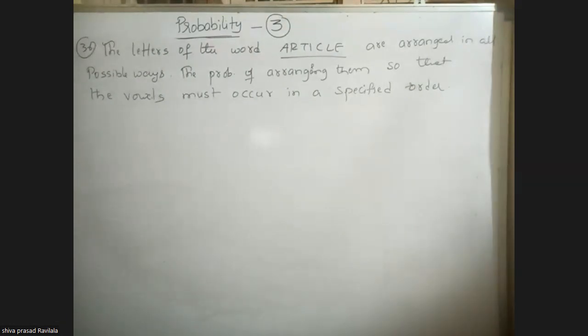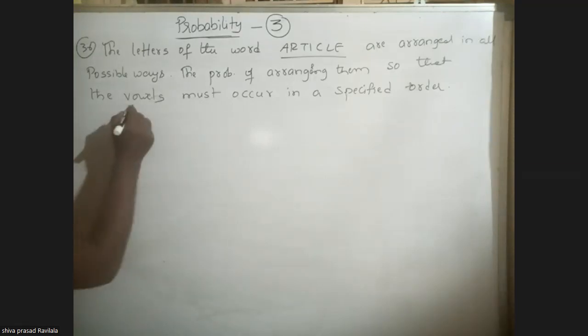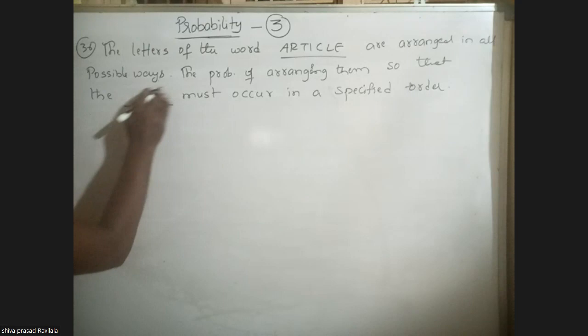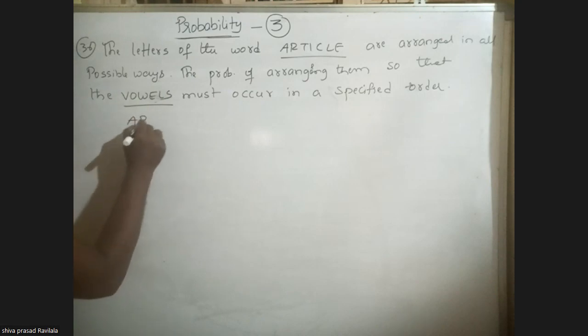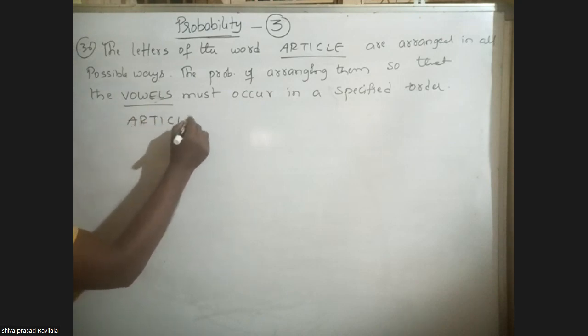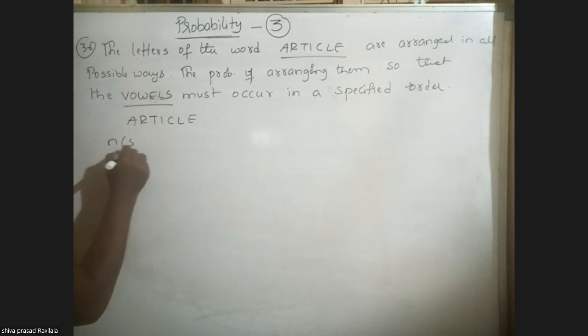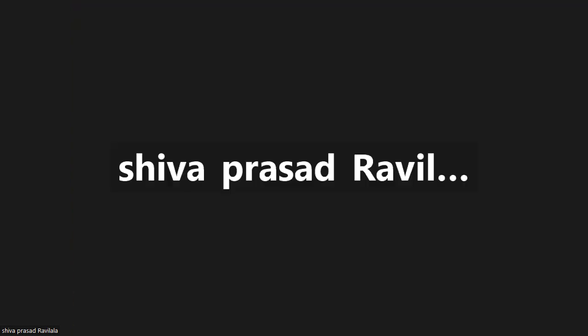The letters of the word ARTICLE are arranged in all possible ways. The probability of arranging them so that the vowels must occur in a specified order. Can anybody tell n(S)? There is no condition given, and what is ARTICLE? How many letters are here? Already we discussed n(S) is equal to 7 factorial. You directly write down 7!.